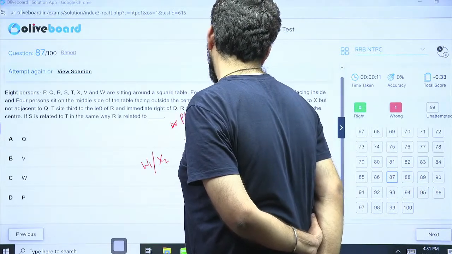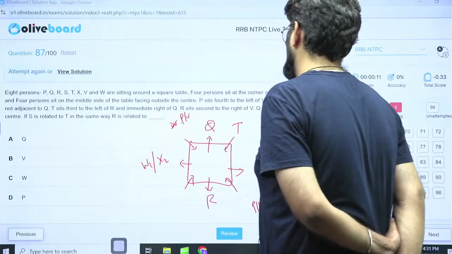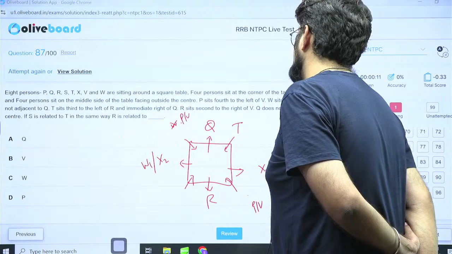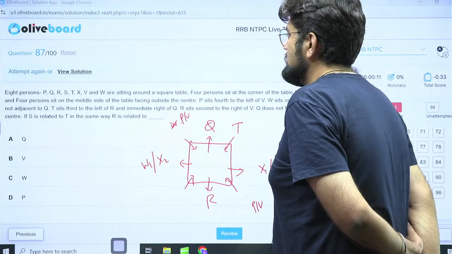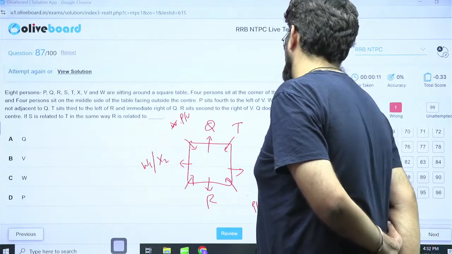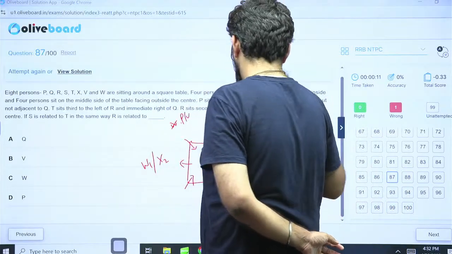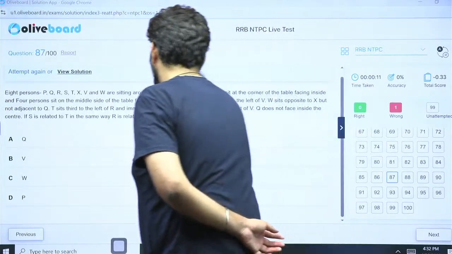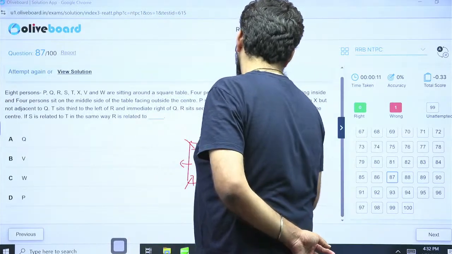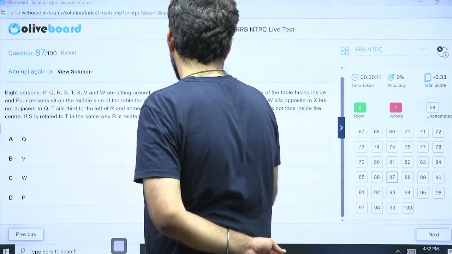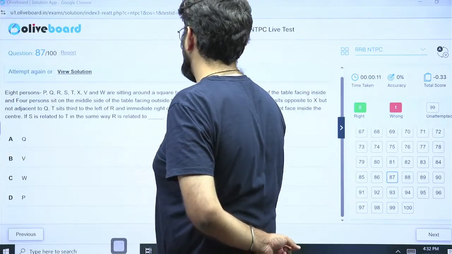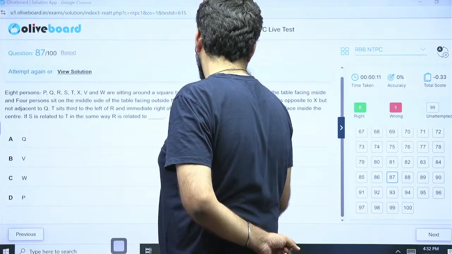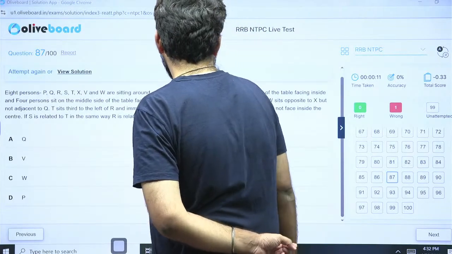Now for R to sit second to the right of V, things have complicated. R sits second to the right of V. Okay, this is only possible when I do this. Okay, understood. So this is V, R is second. Now we know that W and Q are opposite and X are opposite and W is not sitting next to Q. So this is the only possible way: W sits here and X sits here.